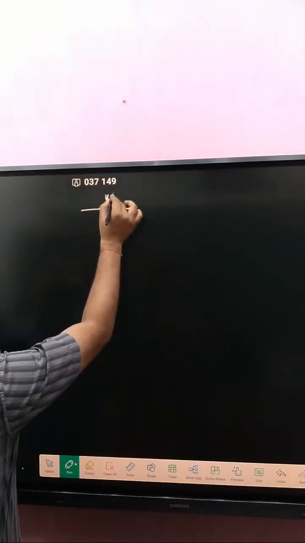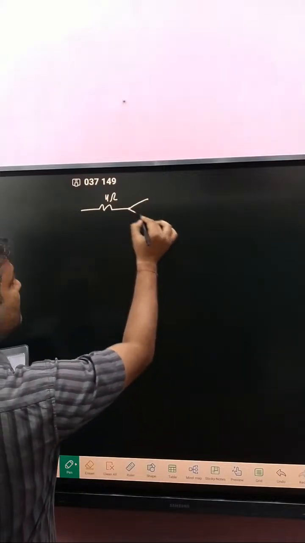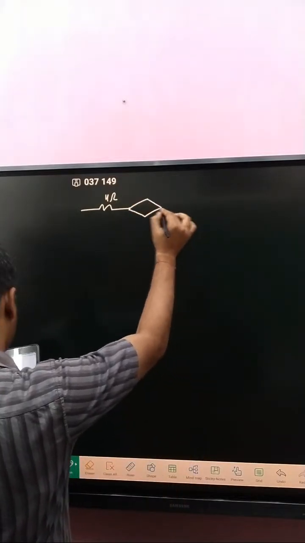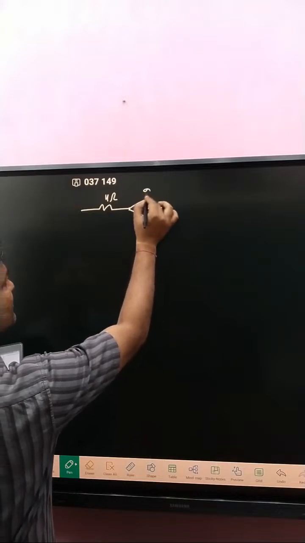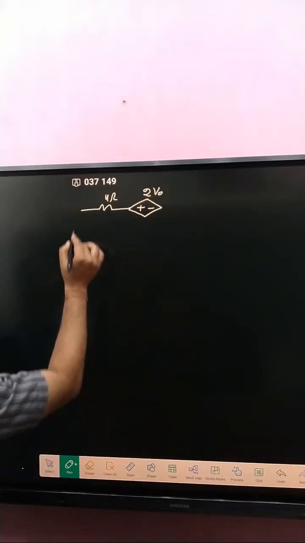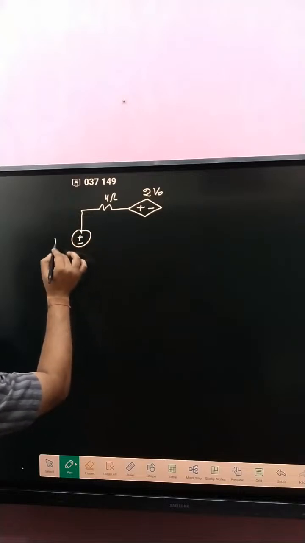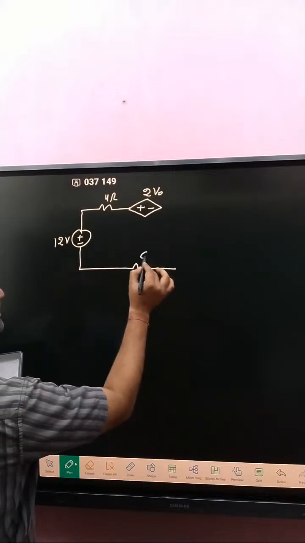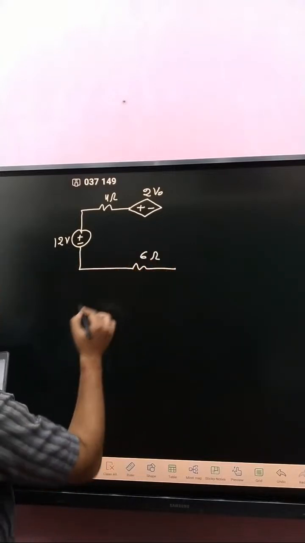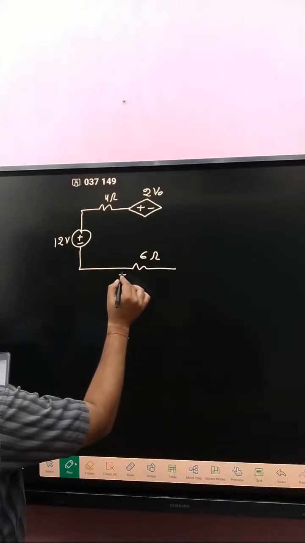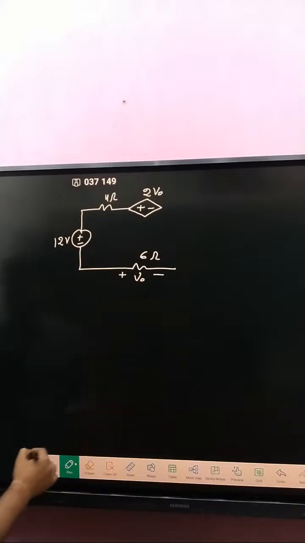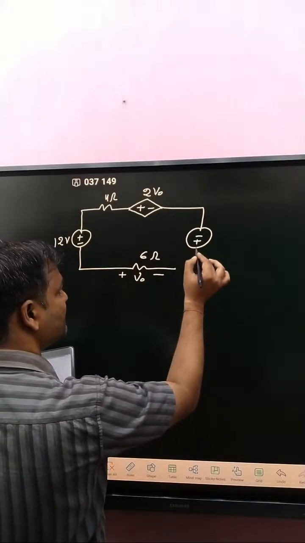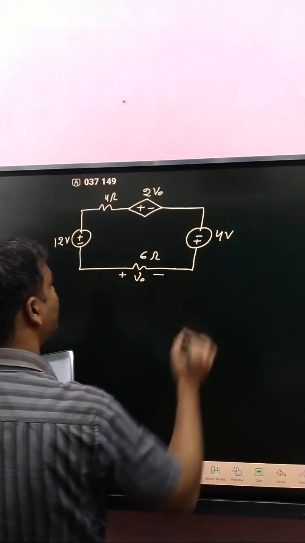That one is 4 ohm. Plus minus 2 V naught. And that one is plus minus 12 volt. And here that is 6 ohm. And that polarity is given, our node, that is V naught. And here minus plus, that is 4 volt.